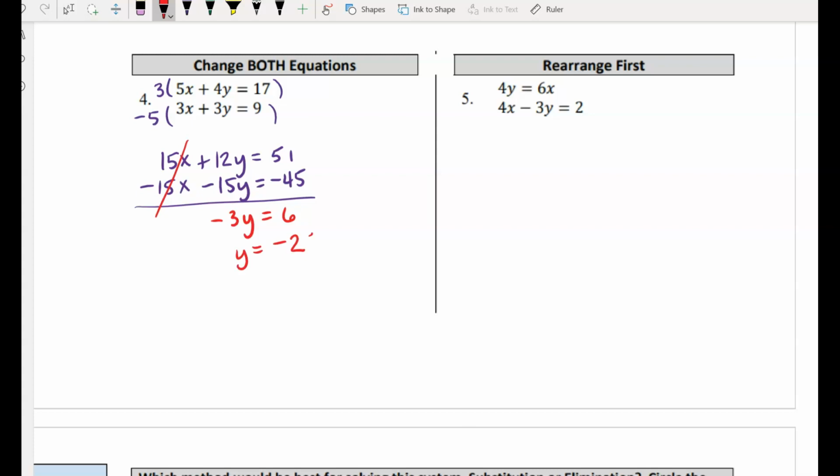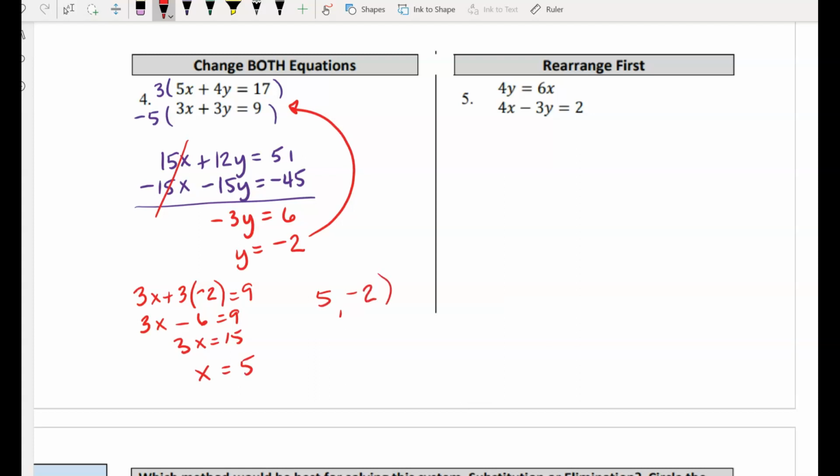Now I take that value of y back to one of my original equations to find x. I'll substitute into the second equation: 3x plus 3 times y, which is -2, is equal to 9. Now I have an equation with just x and numbers. 3x minus 6 is equal to 9. 3x is equal to 15. And x is equal to 5. So the solution is 5, negative 2.